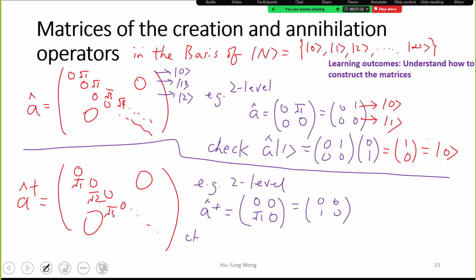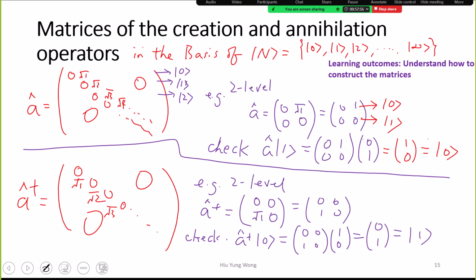So let me check. Apply this to 0. I would expect to get 1. So let me put that 0, 0, 1, 0 applied to 1, 0. This is equal to 0, 1. Indeed, this is equal to 1, which is equal to square root 1 times state 1, right?